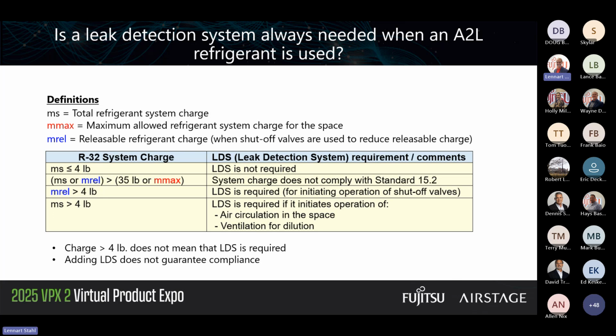So that's actually a long way to describe the answer to the question. It's typically not needed, except in these extreme cases that are listed here. So to summarize that slide in the bottom, charge above 4 pounds doesn't mean that LDS is required. Adding LDS doesn't really guarantee compliance. M-max is going to tell whether you are compliant or not.